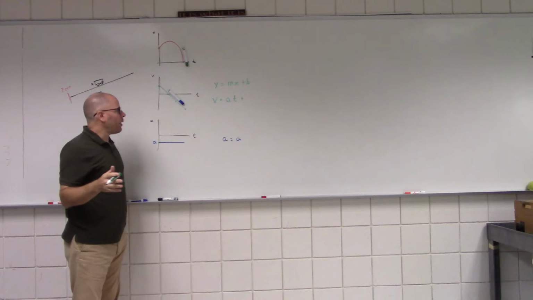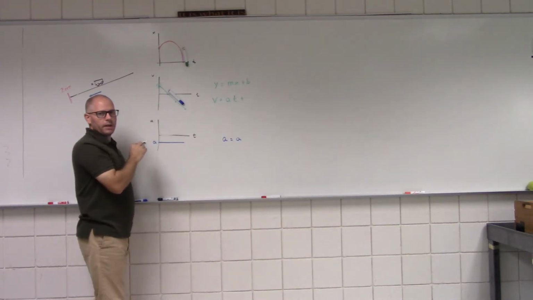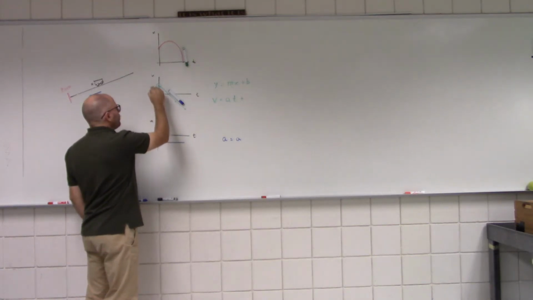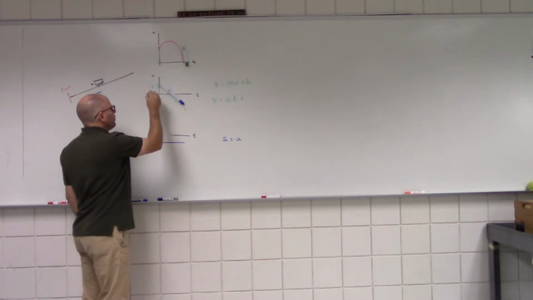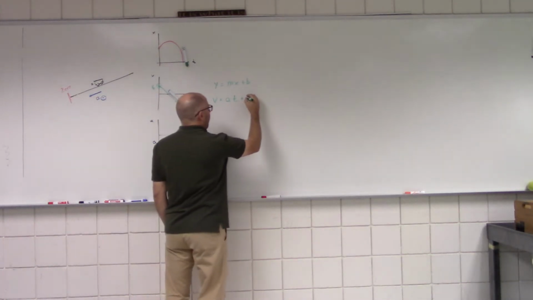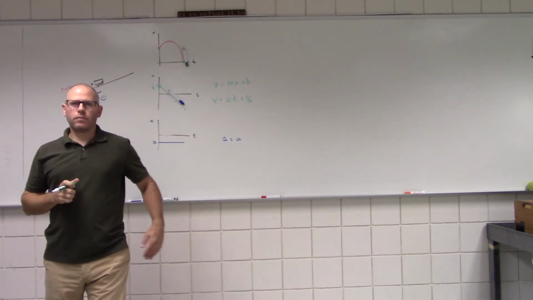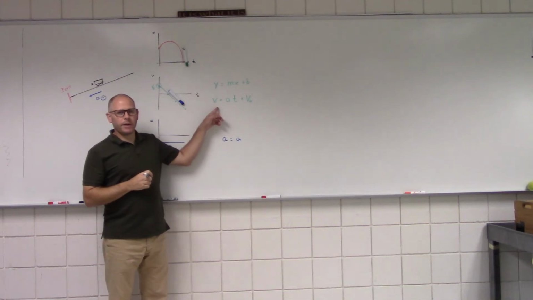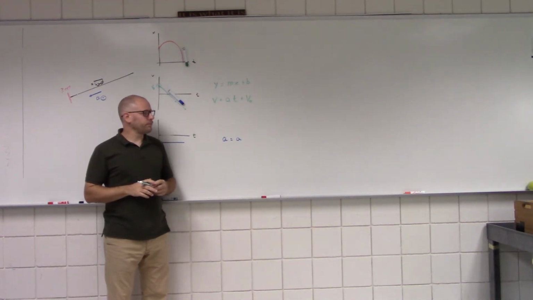And what about the b value? Well, what is the b value right here? The b value is the velocity when? At time 0. So we denote it like this, v0. So the velocity value is equal to the acceleration times time plus the initial velocity value.